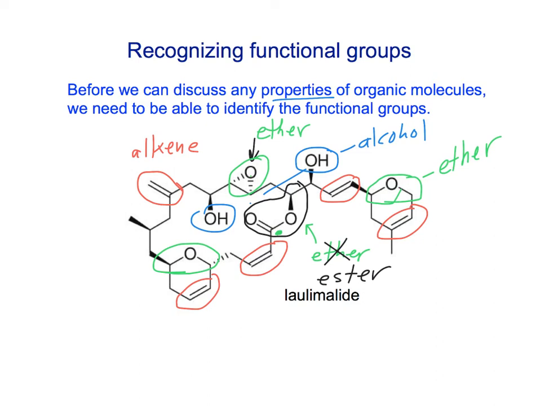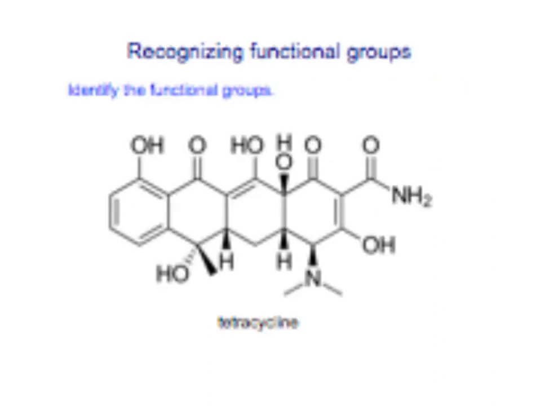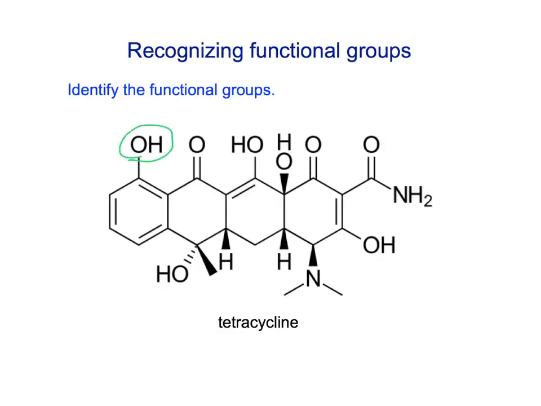Let's try one more of these, and then you can do some on your own. Tetracycline is an important antibiotic. Maybe you've heard about it before. So let's look at some of the functional groups in tetracycline. All right, so what's the first you see? If we start in the upper left, what about this? This is an alcohol, right? Here's another alcohol. Here's yet another alcohol. Are there any more? Yeah, here's one. And here's another one. Look at that. There are 5 alcohols in tetracycline.